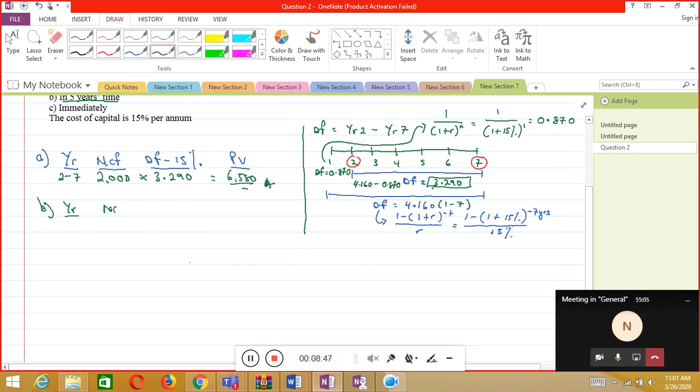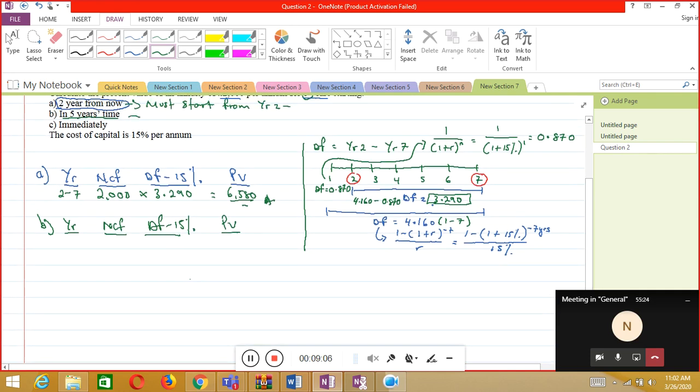Year, net cash flow, again discount factor 15%, present value. Okay, so now how do you do the 5 years time? Remember, 5 years time means you need to start from what? Must start from year 5. So you start from year 5.